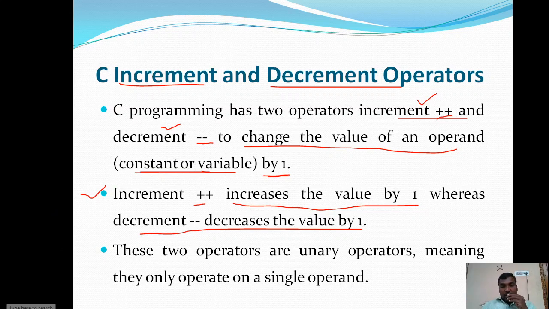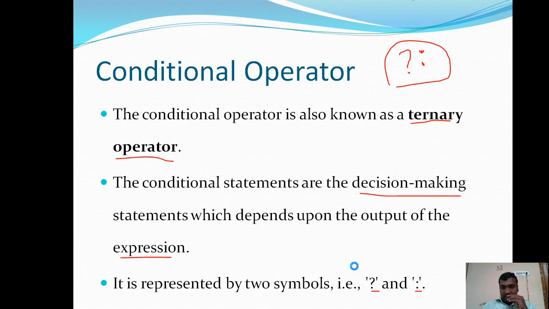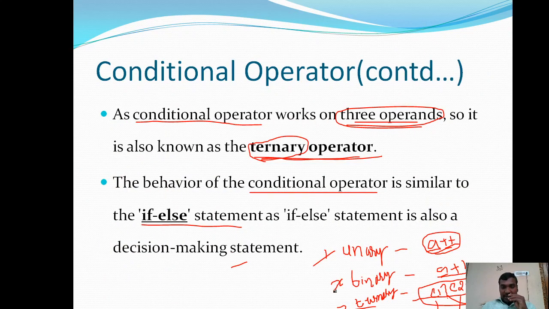So these two are unary operators, as I already told you while discussing the ternary operators, right? We have unary operators, binary operators and ternary operators. Unary operators have only one operand. An operator with two operands is a binary operator. An operator with three operands is a ternary operator, right?